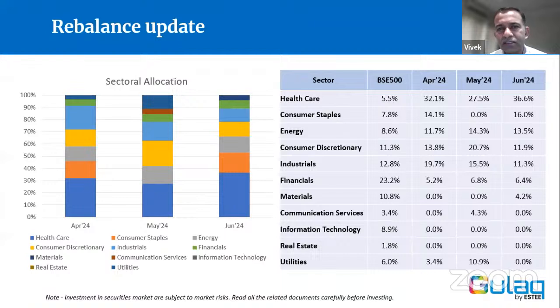Again, on sectoral allocation, we tend to remain bullish in healthcare, consumer staples, energy, IT, and financials, which are some of the big sectors, and even materials. Here we are underweight.